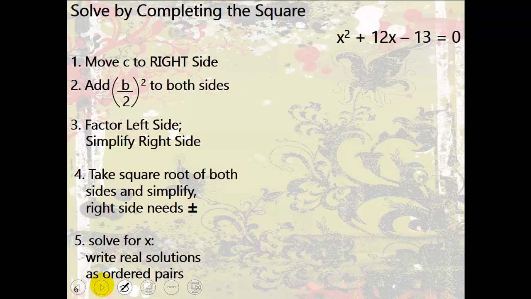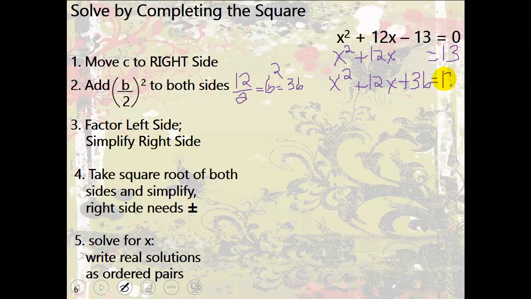Let's try it one more time. We're given a quadratic. We're solving by completing the square. So you're going to start by moving your constant, that's c, to the right. So we get x squared plus 12x is equal to 13. Now I'm going to make a perfect square trinomial on this side, the left, by taking half of b, 12 divided by 2 is 6, and I'm squaring it, and I'm adding it to both sides. So 6 squared is equal to 36, so I get x squared plus 12x plus 36 is equal to 13 plus 36.